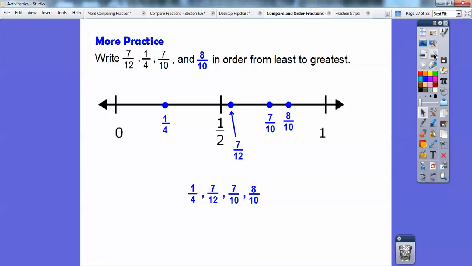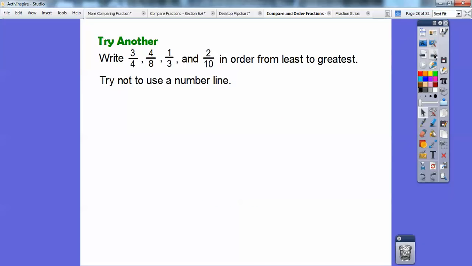Okay? All right. Let's try another one. Let's list these fractions in order from least to greatest and try not using a number line. So 3/4 is definitely bigger than a half because 2/4 equals a half. So 3/4 is bigger than 2/4. This is 1/2 because 4 is half of 8 right there. So I know that definitely 3/4 is greater than 4/8 because this is greater than a half and this equals a half.